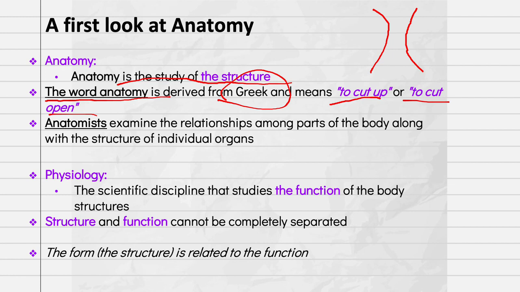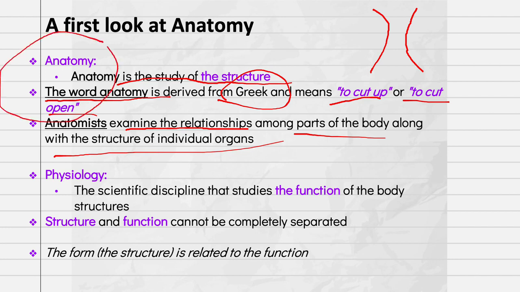We can look at the organs. So this all comes under studying the structure, how they are organized, how they are made, and this is under anatomy. And anatomists examine the relationships among parts of the body, how they work together, how they are interrelated, along with the structure of individual organs, what the individual organs are made up of. For example, the tongue is an organ: how it moves, how many muscles help to move the tongue. So this all comes under anatomy.